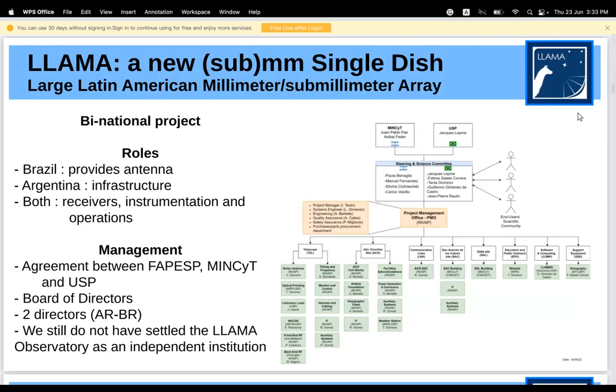We are mainly funded by two governmental agencies from Brazil, FAPESP and the University of Sao Paulo, and the other one is the government of Argentina, MINCIT. We now have a board of directors, which I am part of, with two directors, one from Argentina and one from Brazil, but we have not decided yet what the final shape of our LLAMA observatory will be.